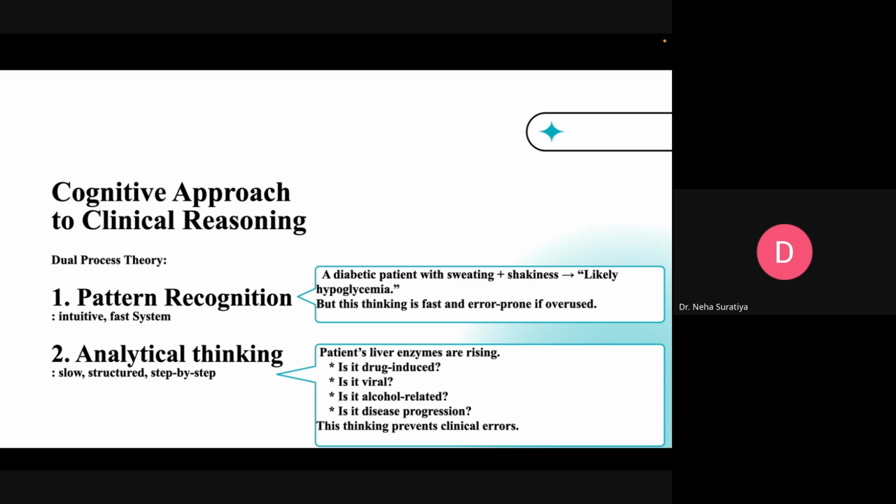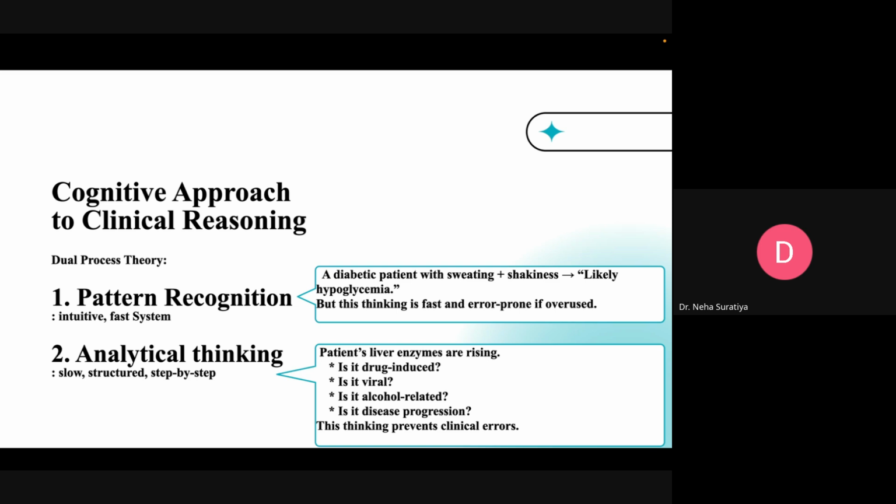For example, if a patient's liver enzymes are rising, you will be thinking: is it drug induced? Is it some viral problem? Is it alcohol related, if the patient's social history suggests it? Is it disease progression? Right? So this thinking prevents clinical errors.